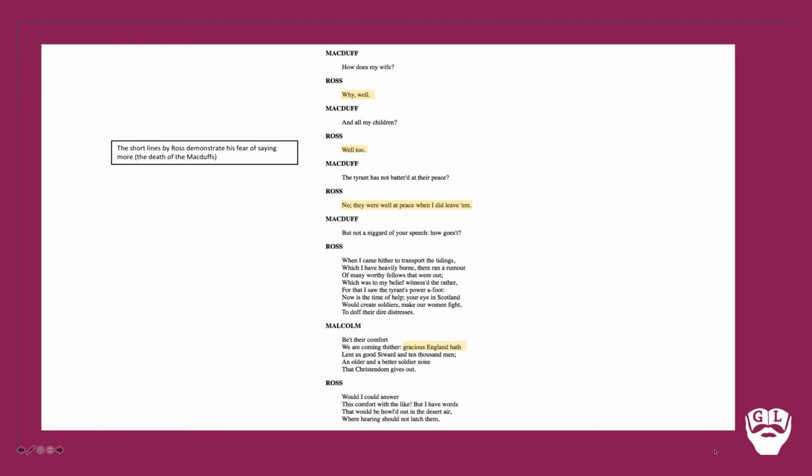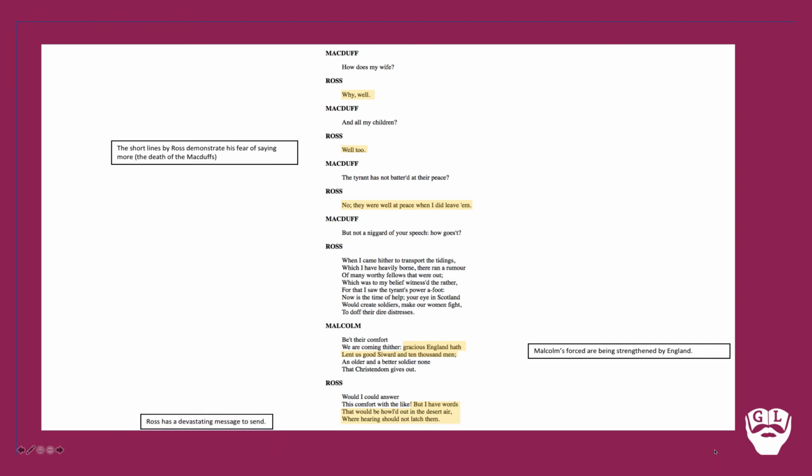Malcolm comments on how gracious England have lent us good Seward and 10,000 men. Malcolm's forces are being strengthened here by the characters in England. Seward is a character who has a slightly important role to play in Act 5, as you shall see in the coming videos. Ross then comes forward and says, "I have words that would be howled out in the desert air where hearing should not latch them."